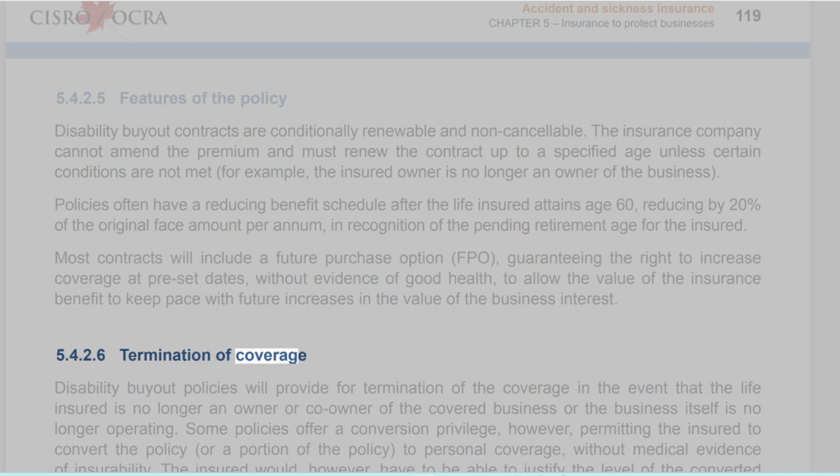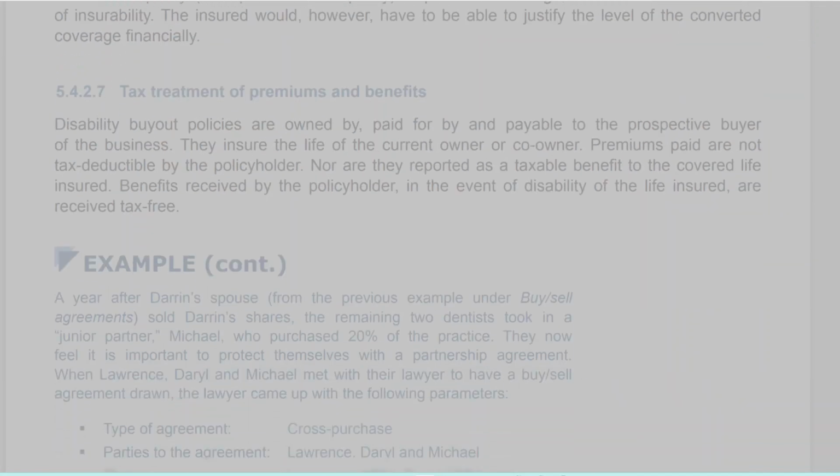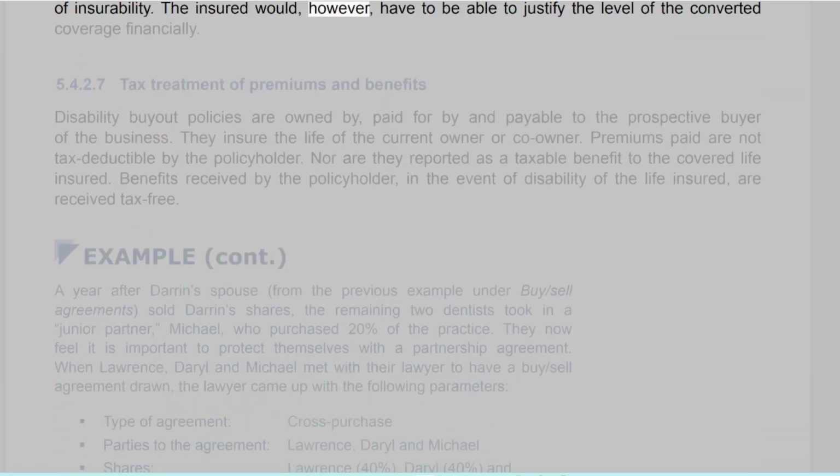5.4.2.6 Termination of coverage. Disability buyout policies will provide for termination of the coverage in the event that the life insured is no longer an owner or co-owner of the covered business, or the business itself is no longer operating. Some policies offer a conversion privilege, however, permitting the insured to convert the policy, or a portion of the policy, to personal coverage, without medical evidence of insurability. The insured would, however, have to be able to justify the level of the converted coverage financially.